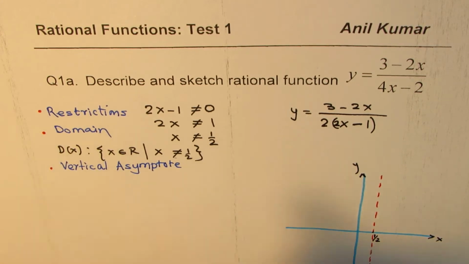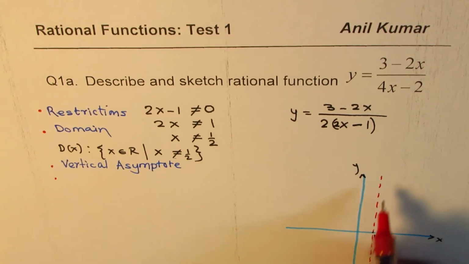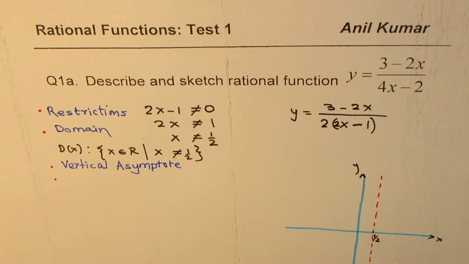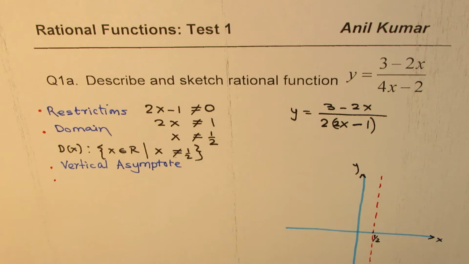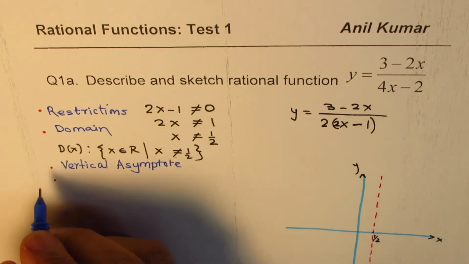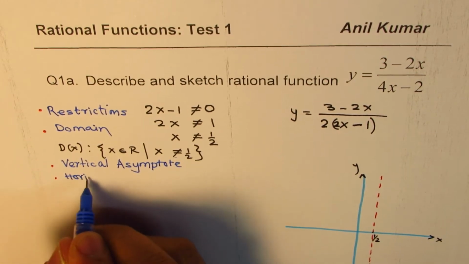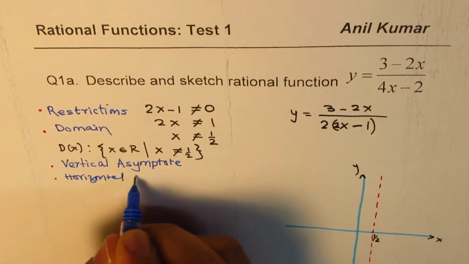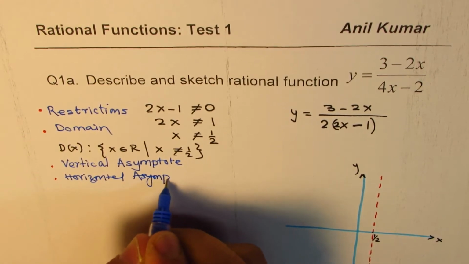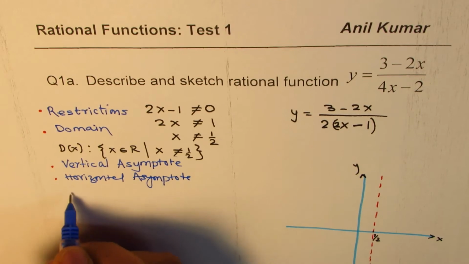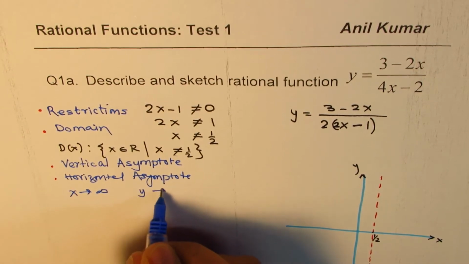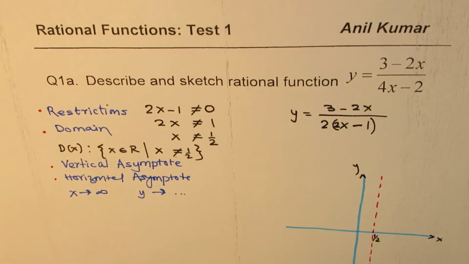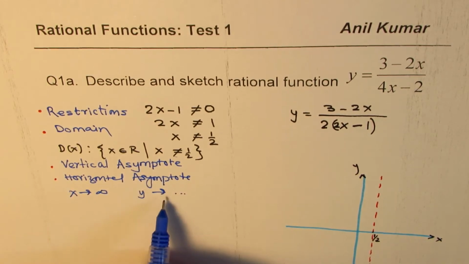Now let's talk about any other asymptote. There's a vertical one, and there could be a horizontal asymptote. Since the degree of the numerator and denominator is the same, we do expect a horizontal asymptote. So what is that? A horizontal asymptote is when x approaches a very large value, let's say infinity, and y approaches a fixed value. In that case, we say a horizontal asymptote exists.